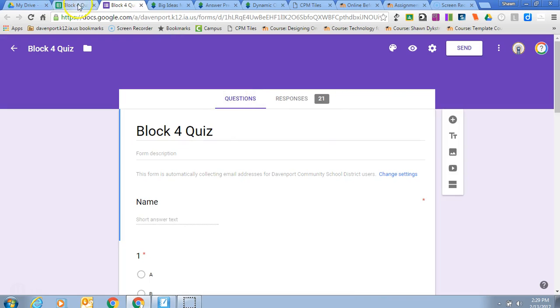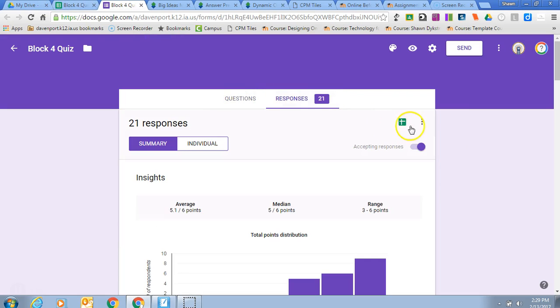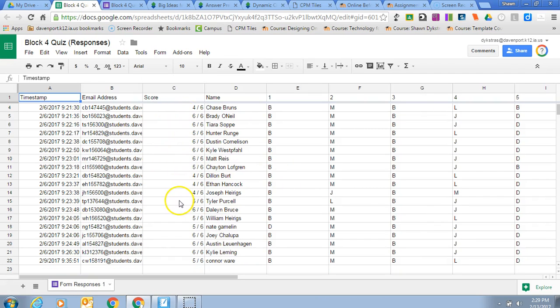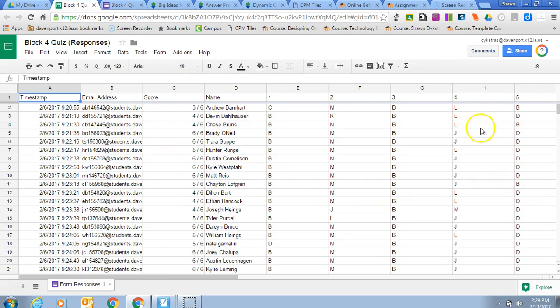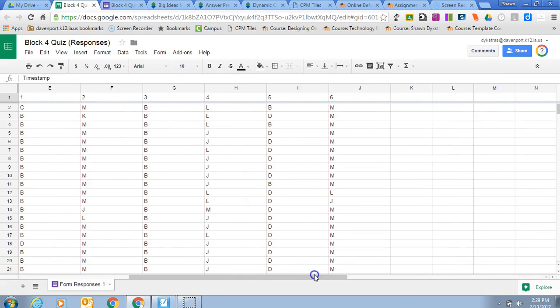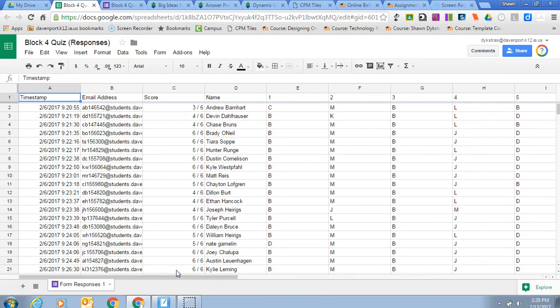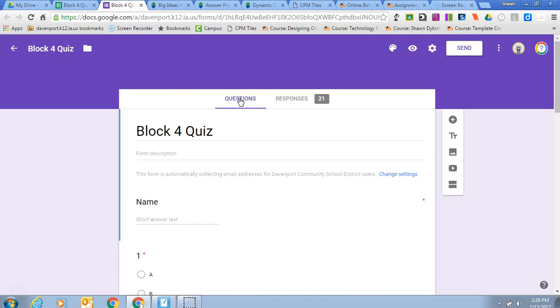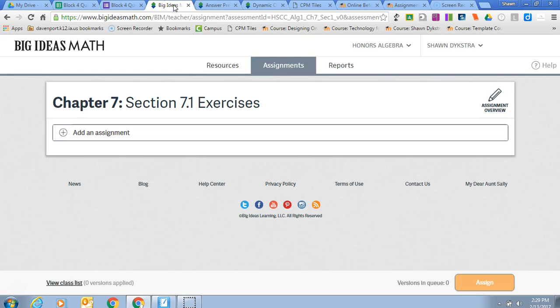Another great place to check this is on the response side. You're always given the spreadsheet option, so I've got that open here. Again, I can see what the scores were for each of the kids and see what each of their answers were, and have some discussions there. But that's typically just the first 5 minutes or so of class, at which time we turn our attention to the actual lesson.